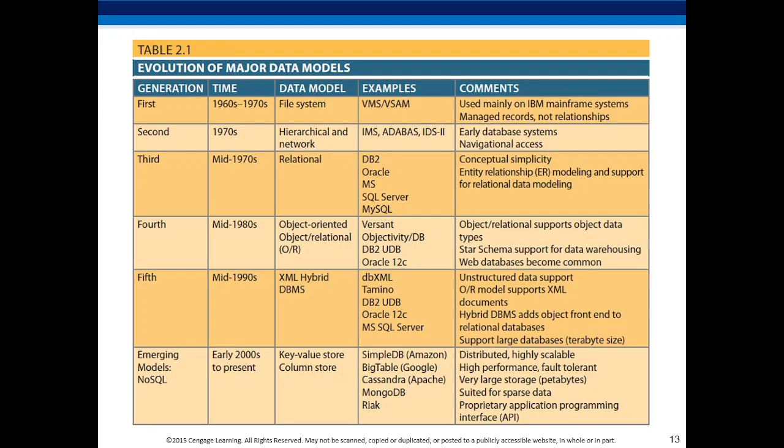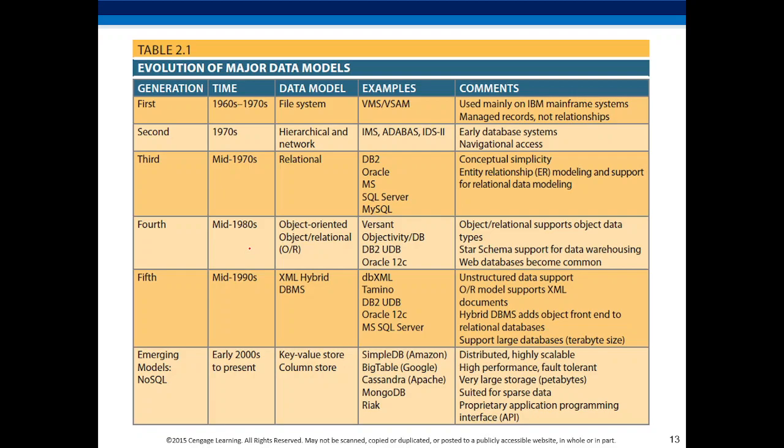Okay, so let's move on to the evolution of the major data models. So here, familiar ka na sa file systems. Then the second generation is the hierarchical and network. Next is the relational. And then the fourth is the object-oriented or object and relational.